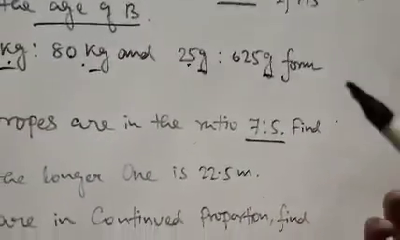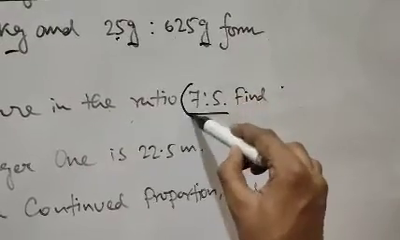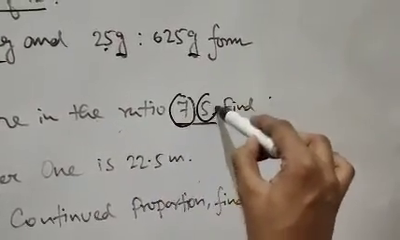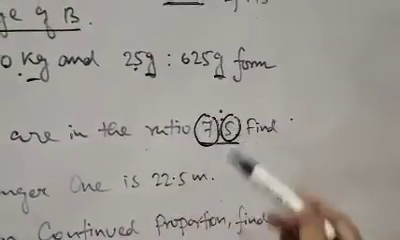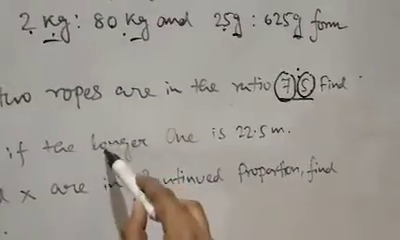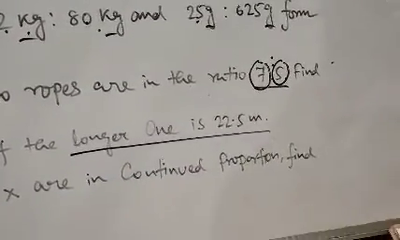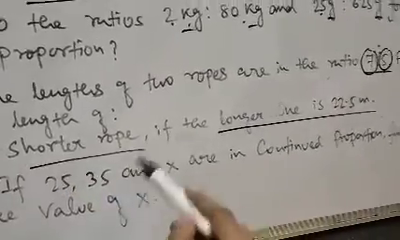That means if the longer rope is 7 meters in length, then the shorter rope will be 5 meters in length. That means the ratio is 7 is to 5. So the longer rope length is given as 22.5 meters. We have to find out the length of the shorter rope.